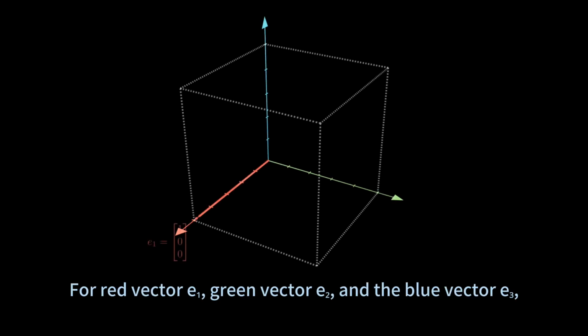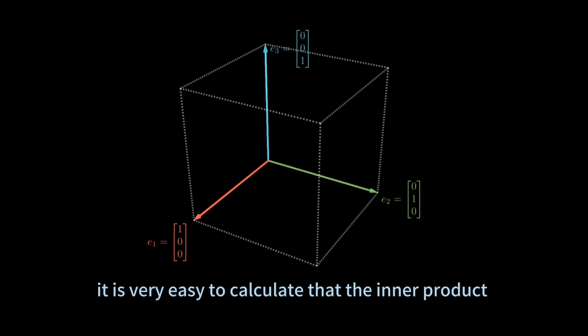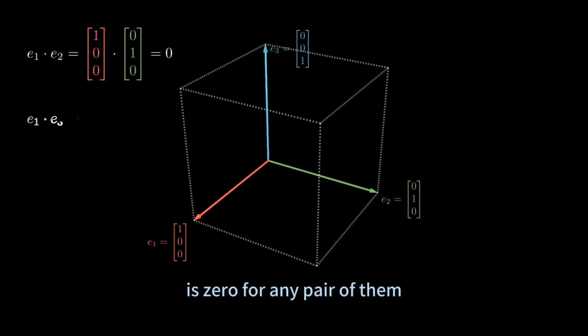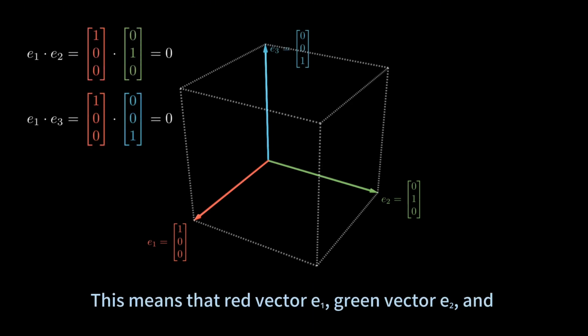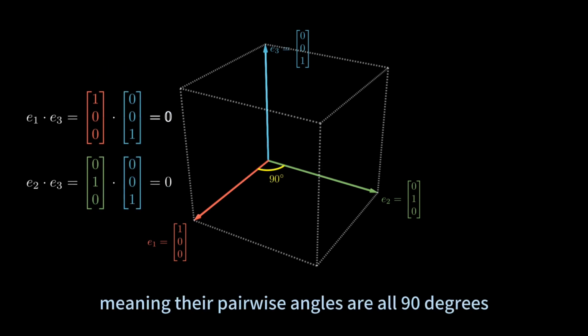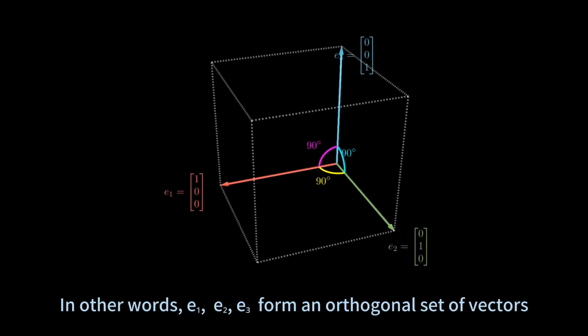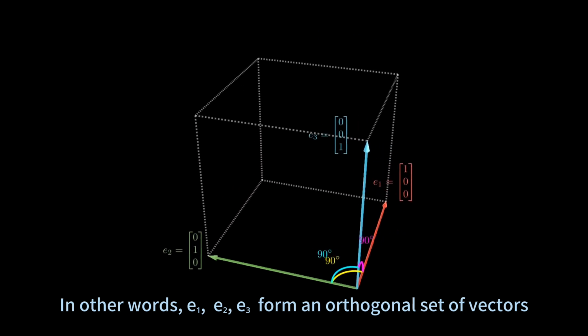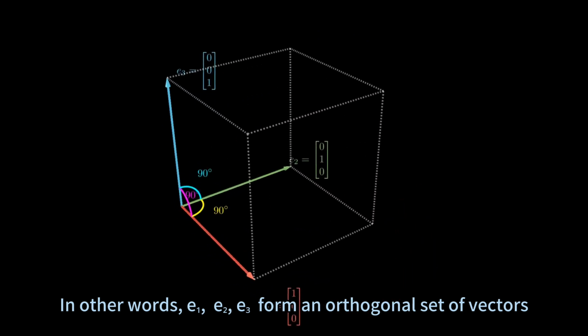For red vector E1, green vector E2, and blue vector E3, it is very easy to calculate that the inner product is 0 for any pair of them. This means that red vector E1, green vector E2, and blue vector E3 are mutually orthogonal, meaning their pairwise angles are all 90 degrees. In other words, E1, E2, E3 form an orthogonal set of vectors.